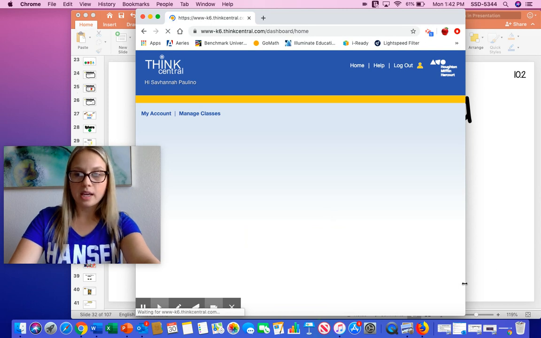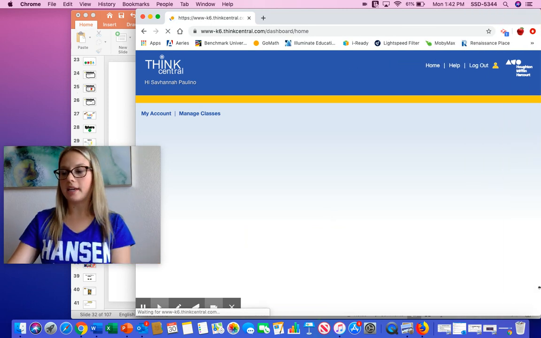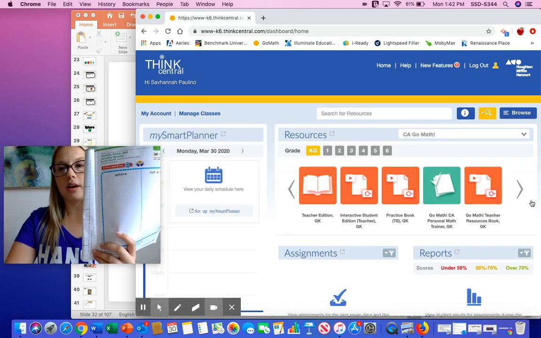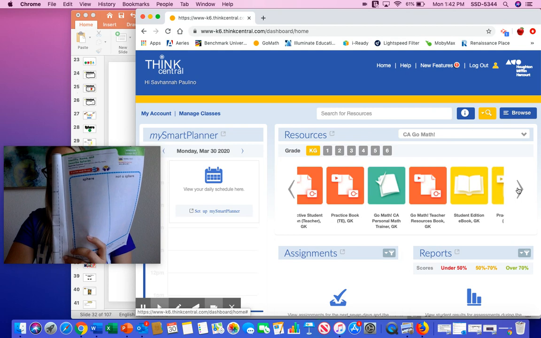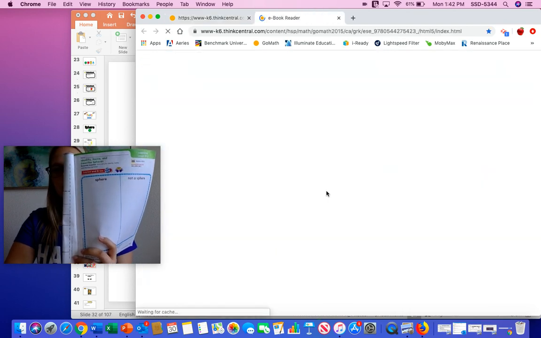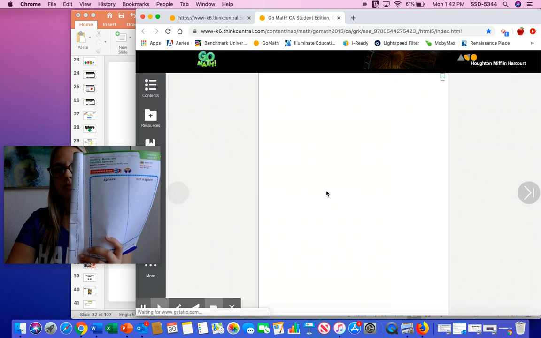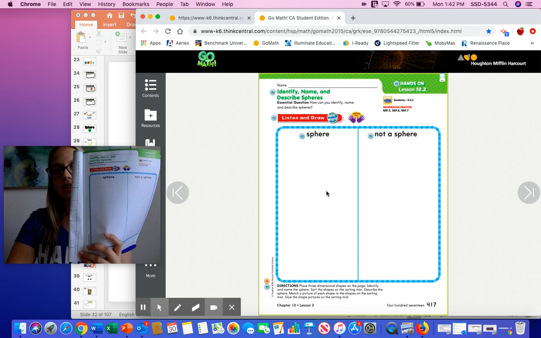Okay, go ahead and get your workbook ready, and you can open up to your Post-it. Your Post-it should be on this page here, the blue page, and I'm going to pull it up on the computer. And it looks just like this.